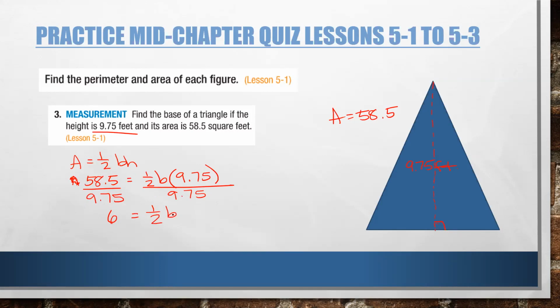And then you still have to do half of b, so you're going to do the opposite. B is being multiplied by 1/2, which means it is being divided by 2, so you're going to be multiplying both sides by 2. So this would be 12 is equal to b, okay? So b is equal to 12 feet.